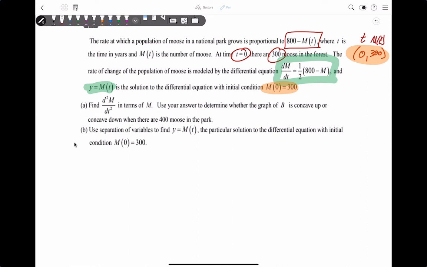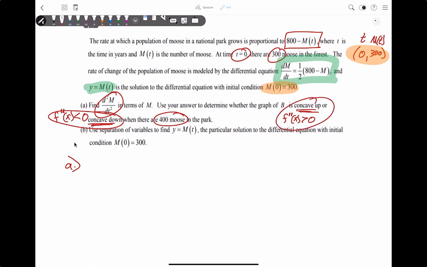Part A is asking us to find the second derivative and use it to determine whether we will have concave up or concave down, if there are 400 moose in the park. Okay, so we first have to look at the second derivative because we know the second derivative is positive if it's concave up, or the second derivative is going to be negative if it's concave down. Okay, so we know that already. So we have to differentiate this f prime, if you will, this dm dt, in order to get to this second derivative. All right, so let's go ahead and do that.